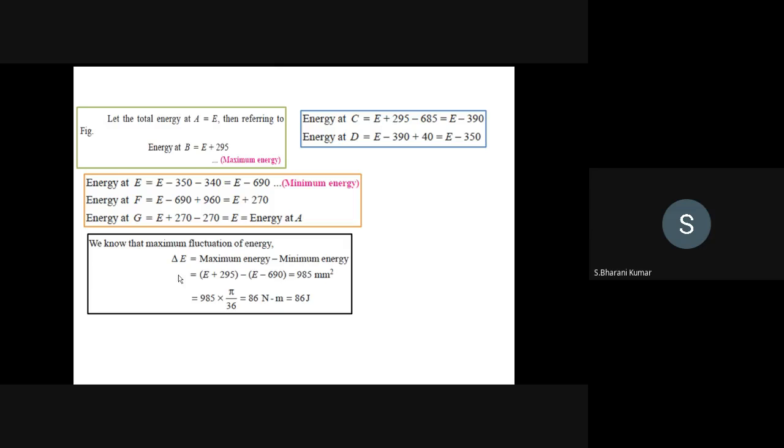Here you want to find the del E value. Del E is maximum energy minus minimum energy. E plus 295 minus E minus 690 is equal to 985 mm square. This is a graphical value. You want to convert that graphical value into 1 mm square value, using the pi by 36 value we already calculated. So 985 into pi by 36 equals 86 Newton meter, that is 86 joules.